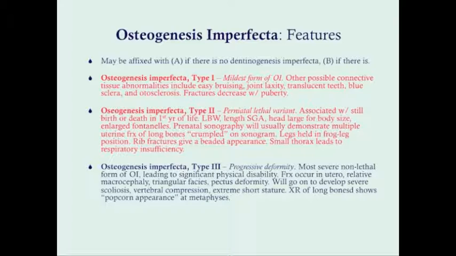Fractures will decrease with puberty. Typically with OI type 1, the fractures are going to really start to manifest when the child becomes mobile and starts walking.